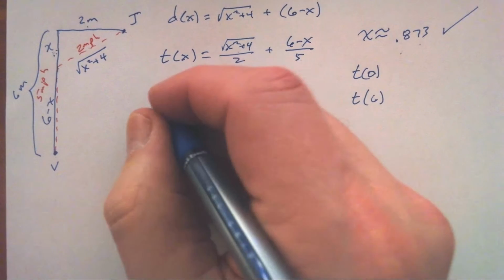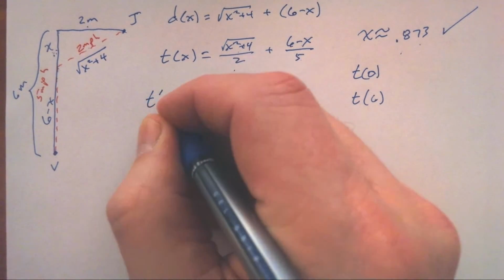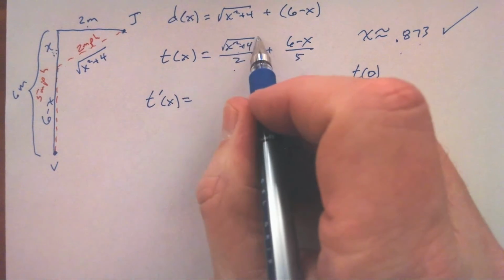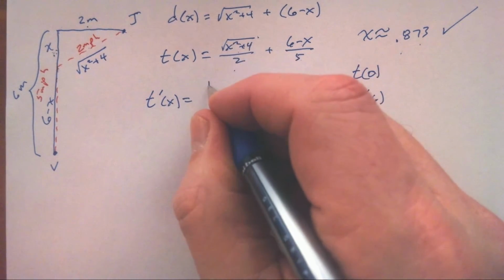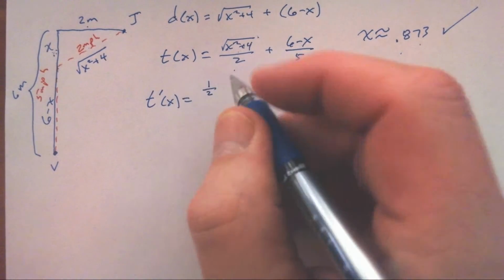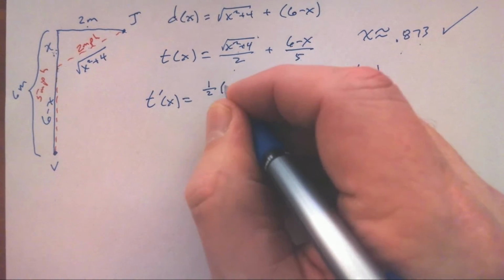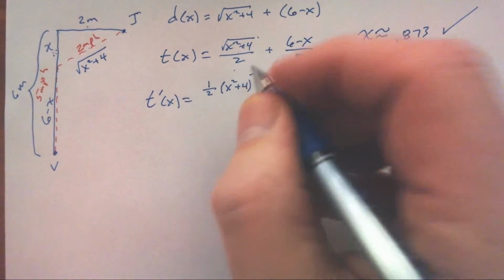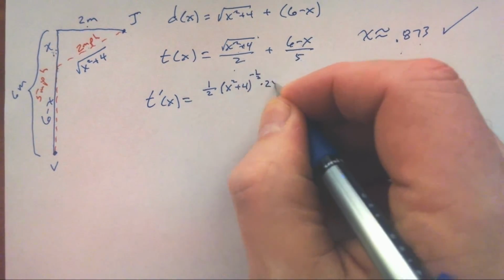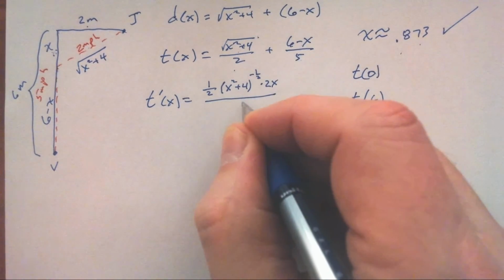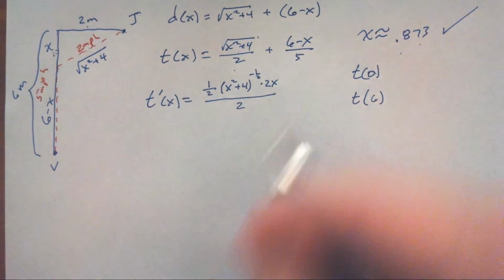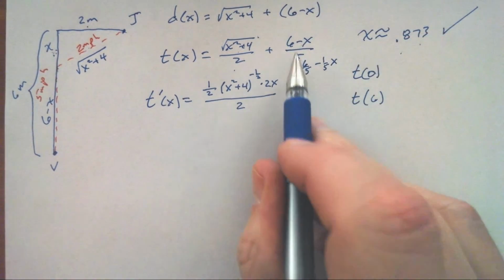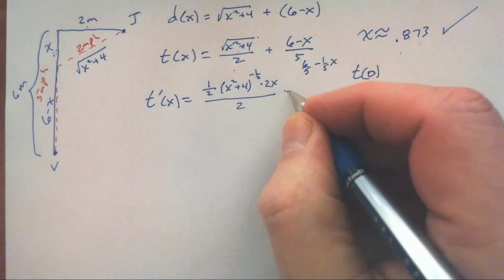So here we go, first derivative. Careful here, we're going to take our time. If this is to the 1/2, then I would have 1/2 times x squared plus 4 to the negative 1/2 times the inside derivative 2x, all on 2, or times 1/2. If I treat this as 6/5 minus 1/5 x, my derivative of this clearly quickly becomes minus 1/5.